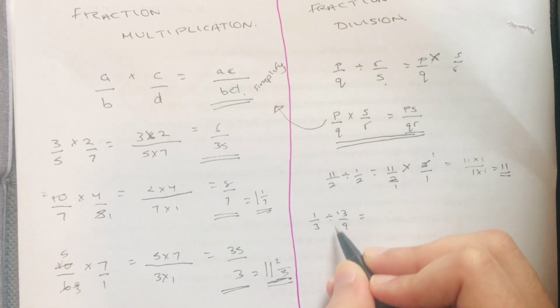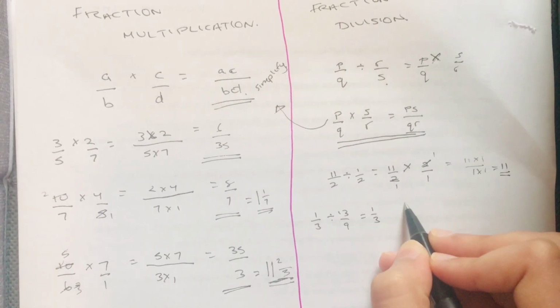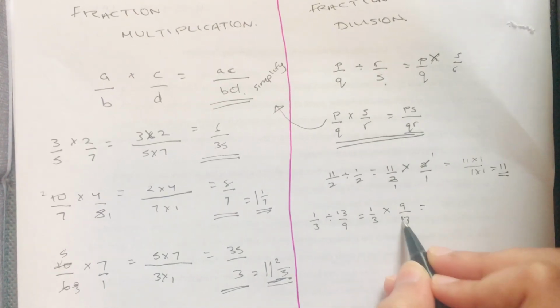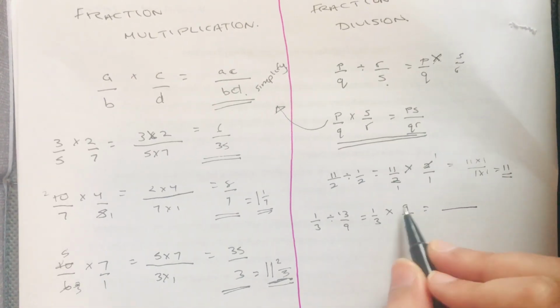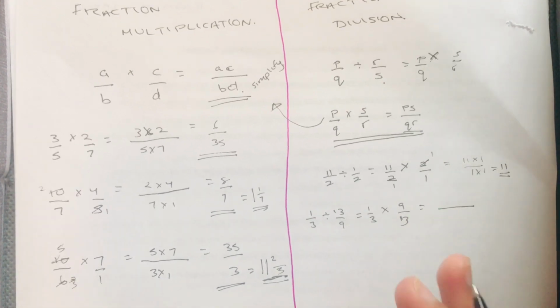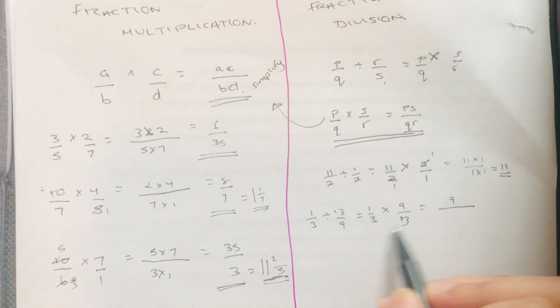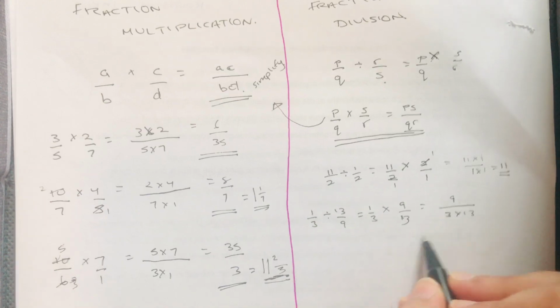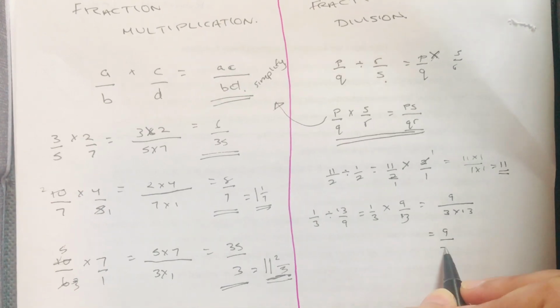So first you reciprocate. So 1 over 3, 9 over 13. The division sign becomes multiplication. Now, I usually like to simplify here, but if you find that confusing, you do not need to simplify. You can simplify after multiplying. So 1 times 9, okay, you get 9, and down you have 3 times 13. Okay, now you have 9 over 39.